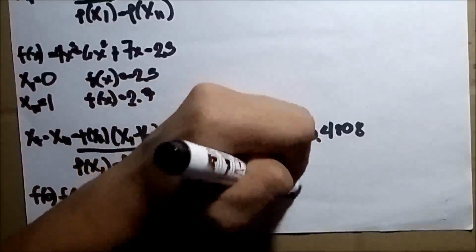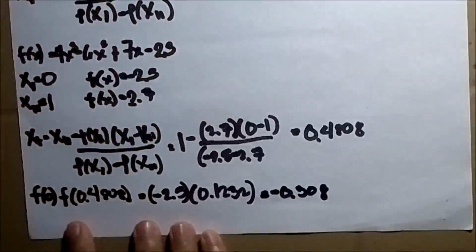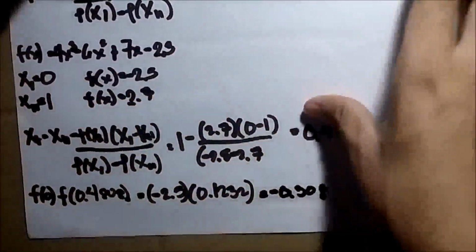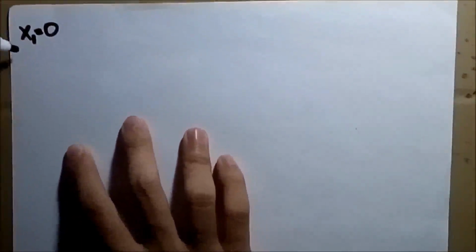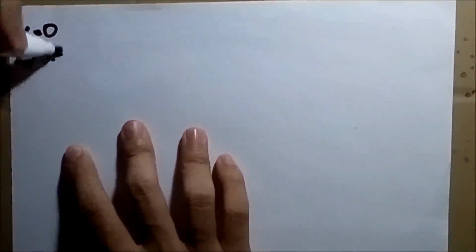The answer becomes negative 0.3808, which means that the real root lies between 0 and 0.4808. For the second iteration, x_l is 0, and x_u becomes 0.4808.